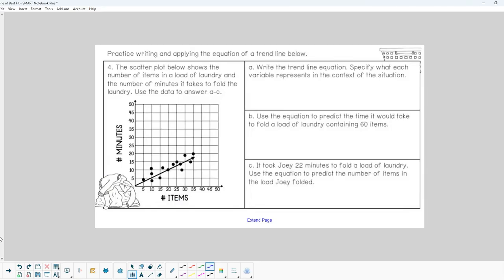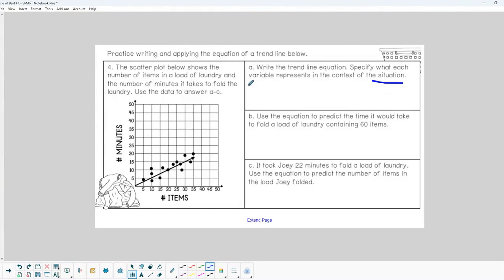The scatter plot below shows the number of items in a load of laundry and the number of minutes it takes to fold the laundry. Use the data to write A through C. Write a trend line equation. Specify what the variable represents in the context of the situation.